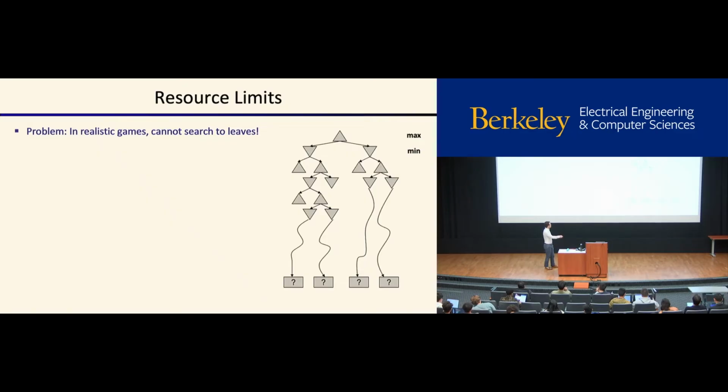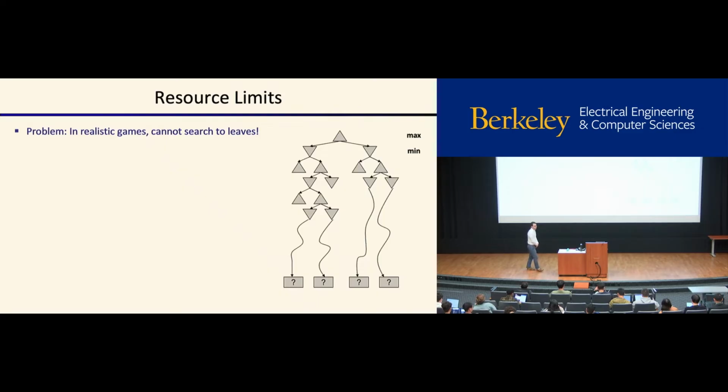If we could get down to the bottom of the tree, we could potentially use our utility function to figure out what the value is, and then we can propagate that all the way back up the tree. But this could be exponentially large. It could be infinite. We might never get to the end of this game. So in realistic games, we just can't search to the leaves. We can't go all the way down the tree. So what do we do?